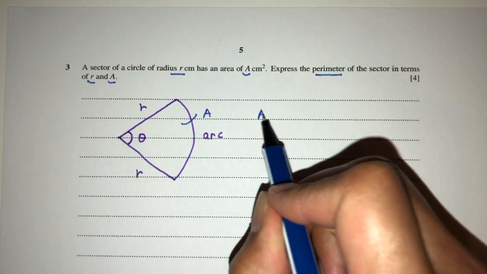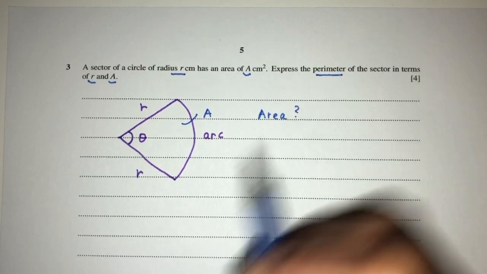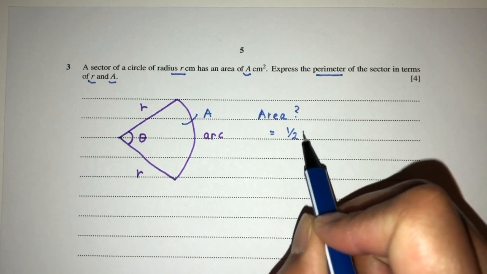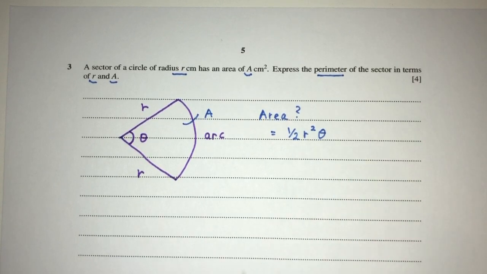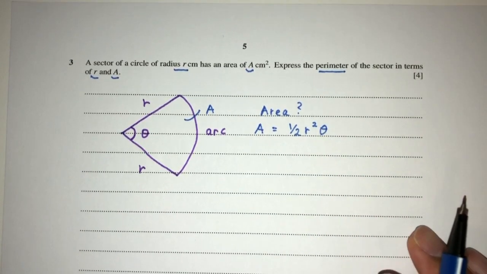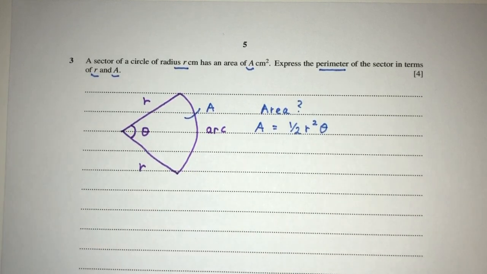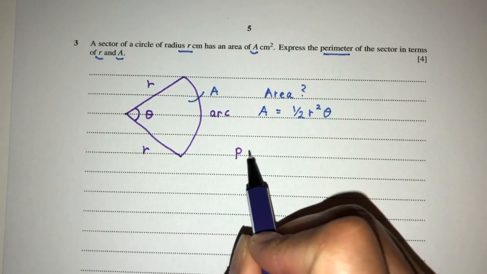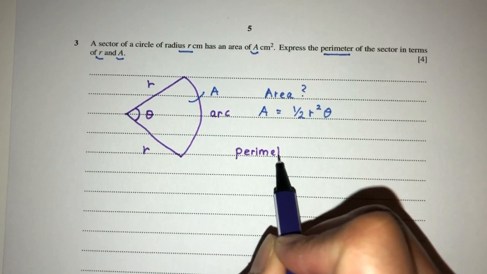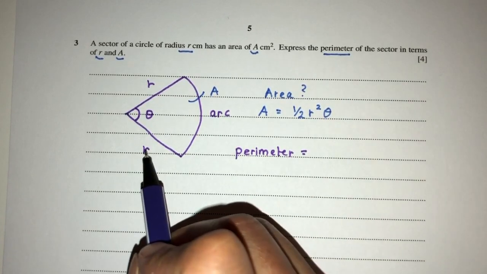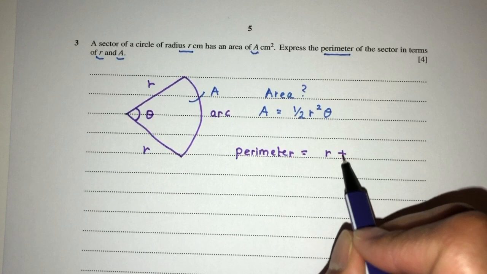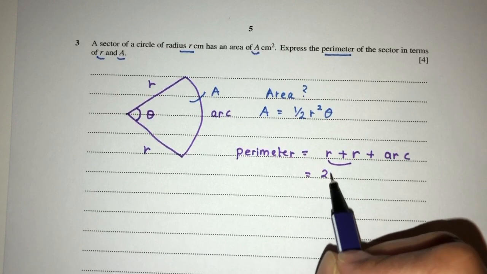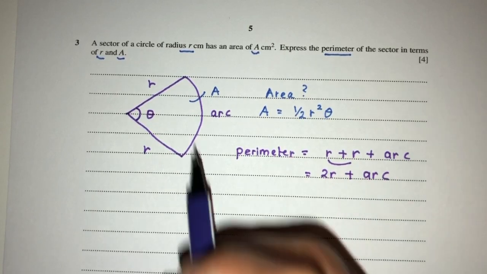So how do you find the area of a sector? You have to know this. The formula for that is half r squared theta. The area is half r squared theta. Now our goal right now is to find the perimeter. So how can you find this? By definition, the perimeter is the distance around the sector. So we have this, this, and this. So it is r plus r, plus the length of the arc. That will be 2r plus the length of the arc that we have to find.